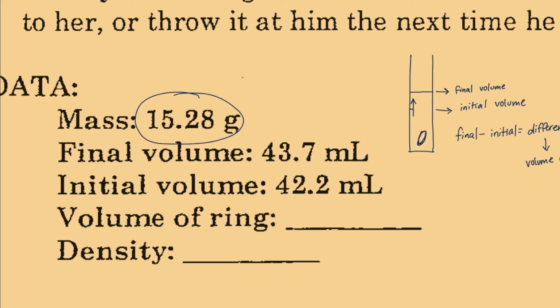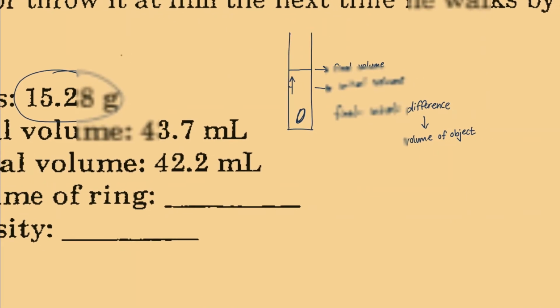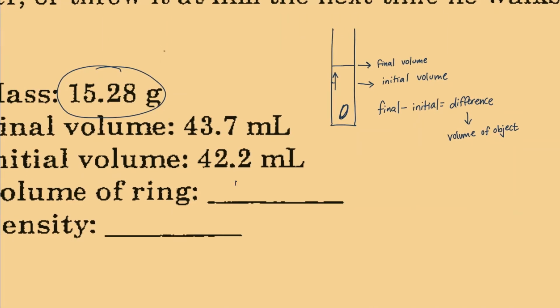All right, so I know we need to do final minus initial. And we got 43.7 mils minus 42.2 mils. When I do that subtraction, I'm going to get 1.5 milliliters of ring.